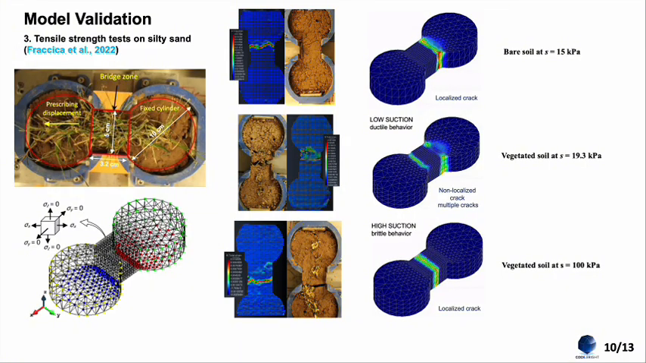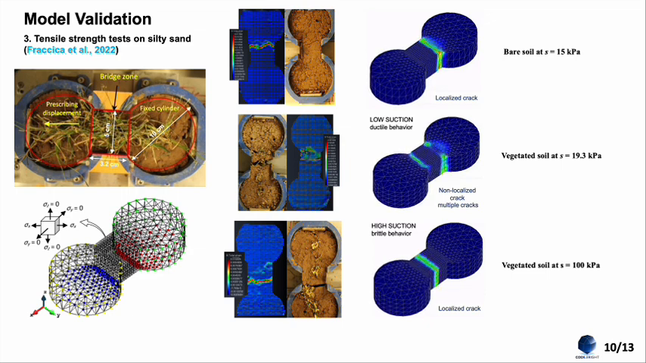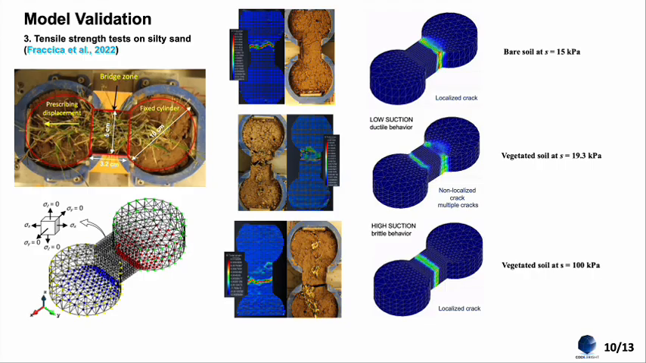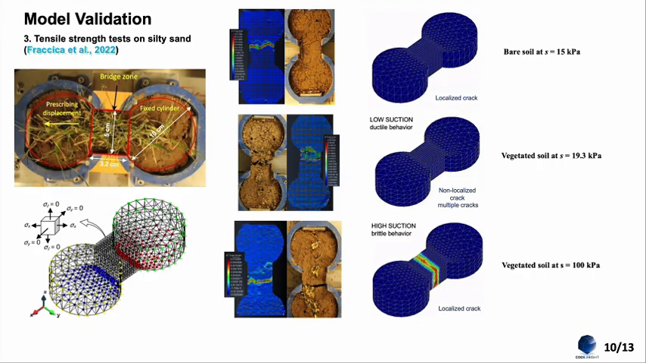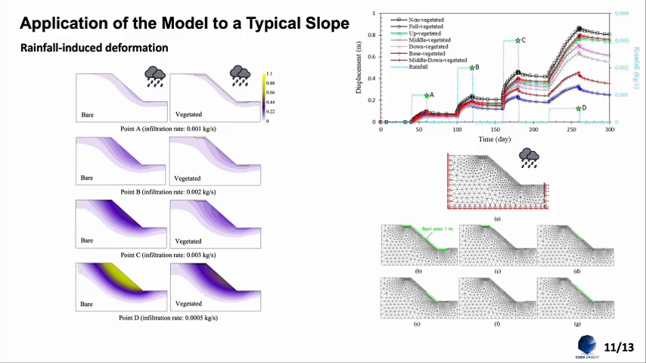the behavior is similar to localized cracks, but when we have vegetation at low suction, the behavior is very ductile with non-localized cracks, but at high suction the behavior is very brittle, and we can see the localized crack. This result is very close to the experimental test, and it showed the agreement between numerical results and experimental test.